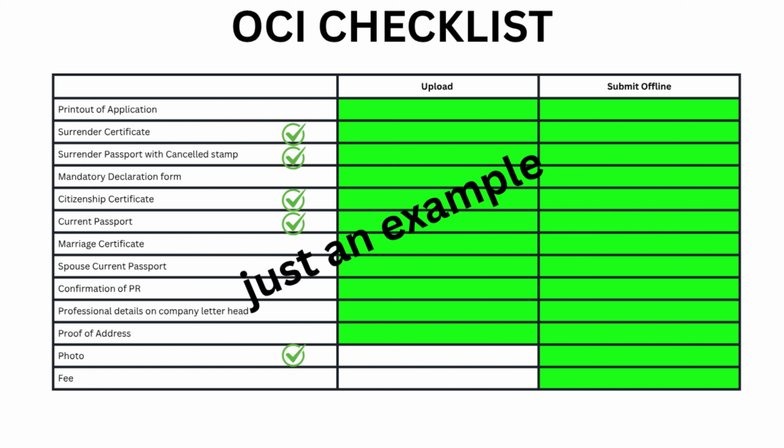I have talked about various scenarios on how you can make sure that this document is available. Then proof of address, that will go. Photo already uploaded, and fee part I will talk about a little later. So you see what all needs to be uploaded, and then you could have some peculiar situation for which you want an answer.